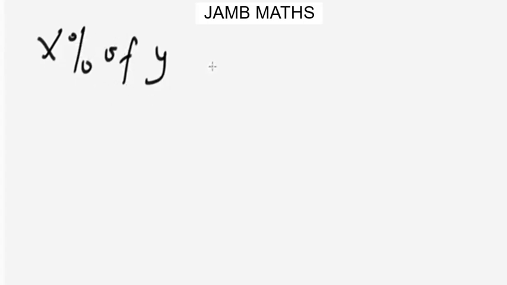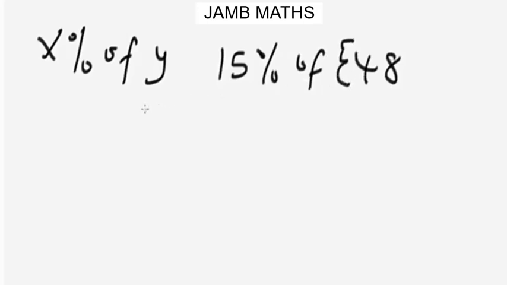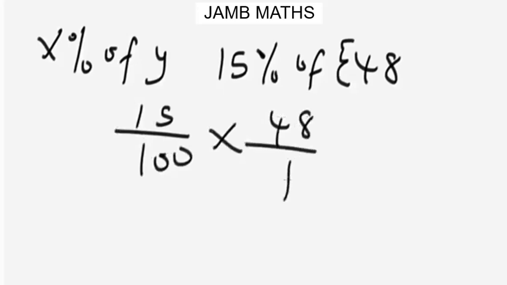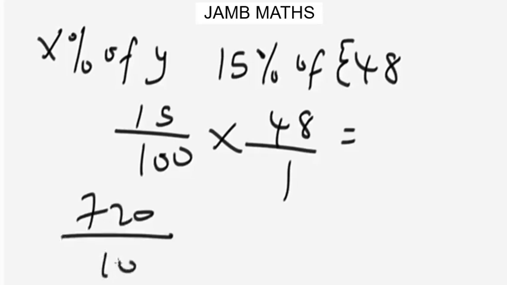Let's say we are given, for instance, 15% of 48 pounds. That means 15 over 100 times 48. That's basically what it means. If you punch this in a calculator, you're going to have the answer, but let's break it down. Now 15 times 48 will give us 720, over 100. This will cancel this, so 72 divided by 10 will give us 7.2.